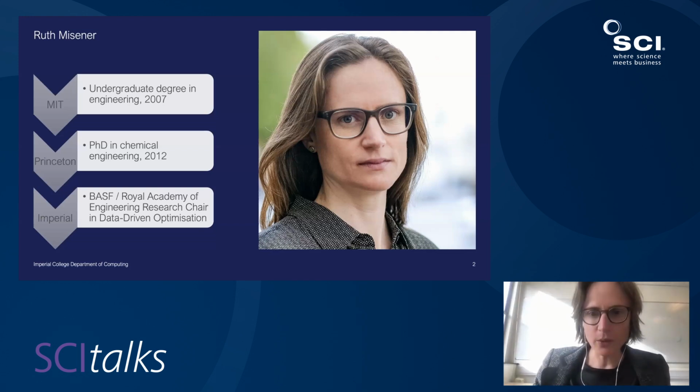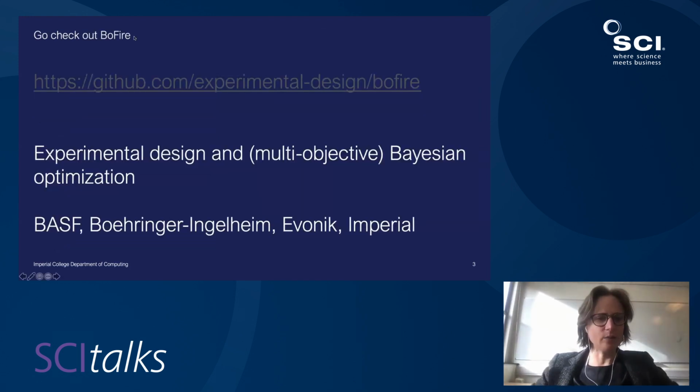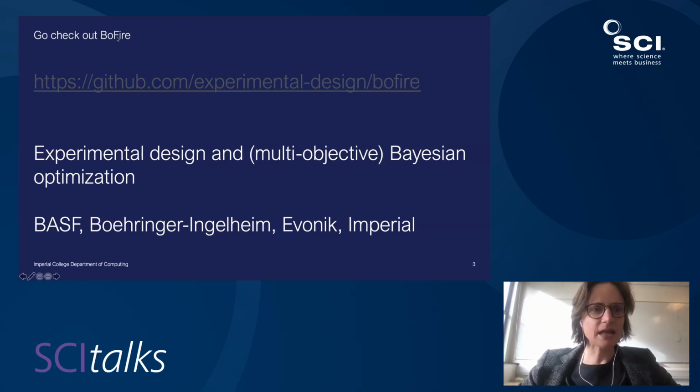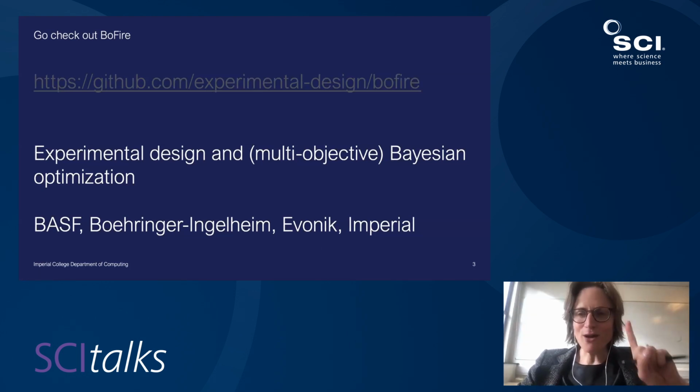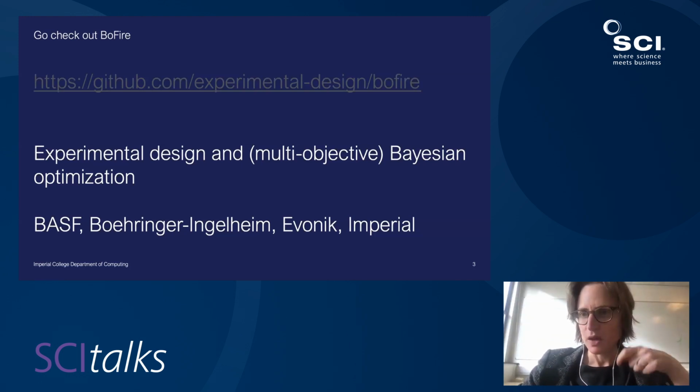Just to speak a little more about this collaboration before I move on, my collaborators at BASF have done something that I find really forward-thinking. They got together with people in pharma, Boehringer Ingelheim, and with Evonik, so three big German companies, and they said, you know what? We all have the same design of experiments problems. We all have the same challenges, and we wish that researchers would look at the same sort of experimental design and Bayesian optimization problems.